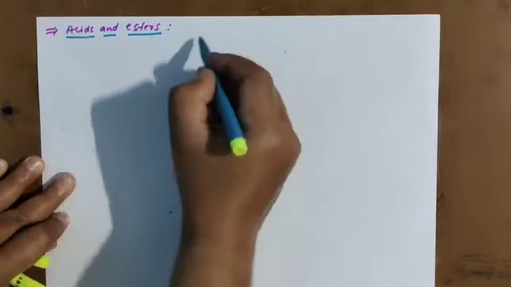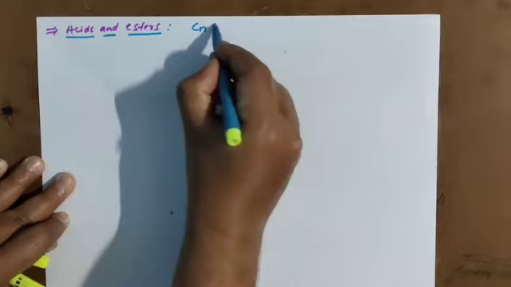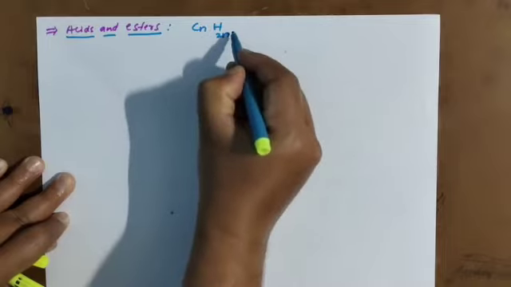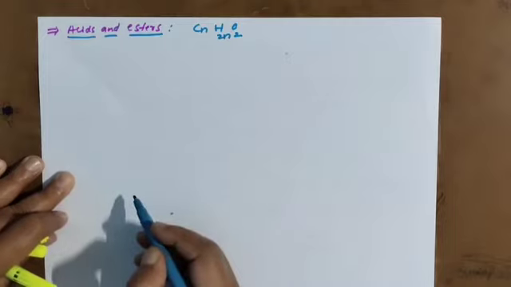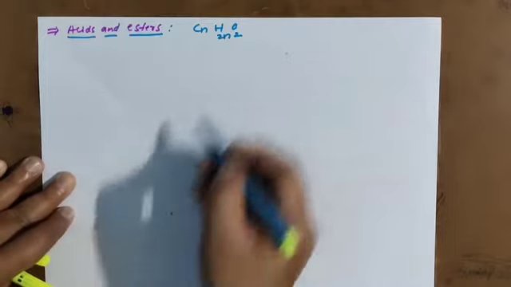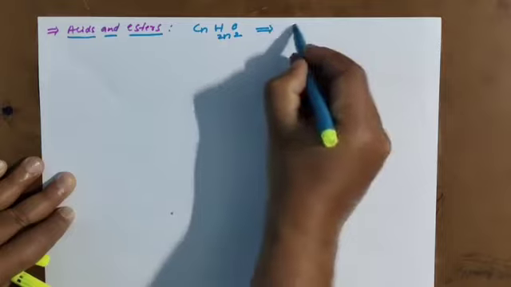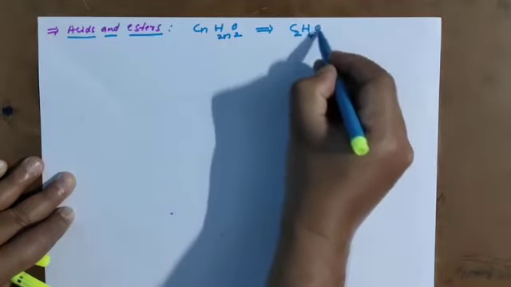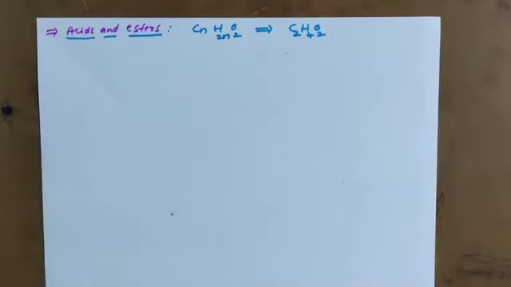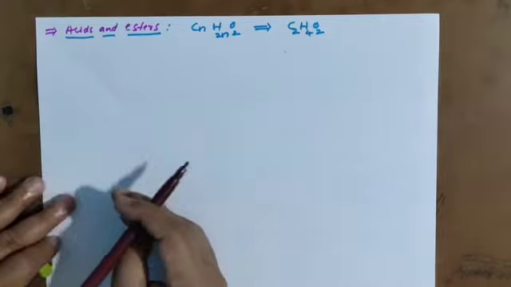Acids and esters are functional group isomers because they exhibit the same general formula. What is the general formula? CnH2nO2. This is the general formula. I am explaining with an example. Here I am taking C2H4O2. Now we have to address how these two are showing functional group isomerism.